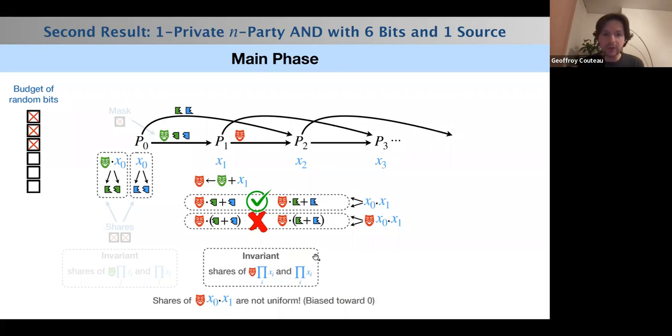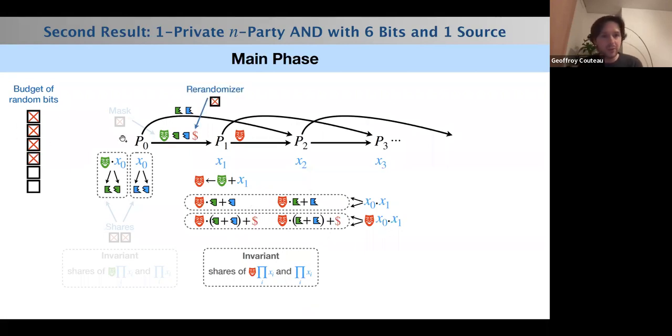However, what goes wrong is that the first one here is perfectly fine, but the second one is biased because it was computed by doing a local product of values. So the shares are not uniformly random, they are biased towards 0. So to randomize them, we let P0 sample an additional randomizer bit, which uses 1 more random coin from our budget. And we let P1 and P2 use this random bit to randomize this share.